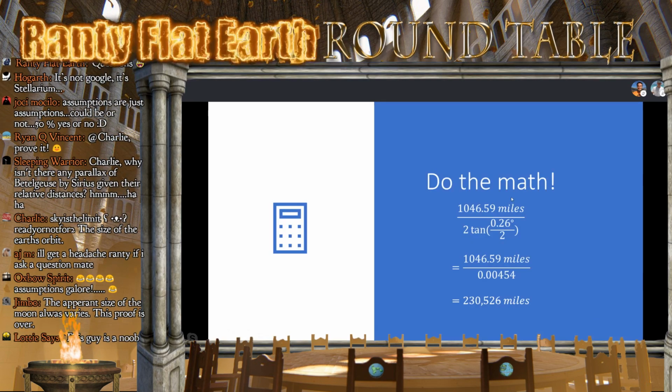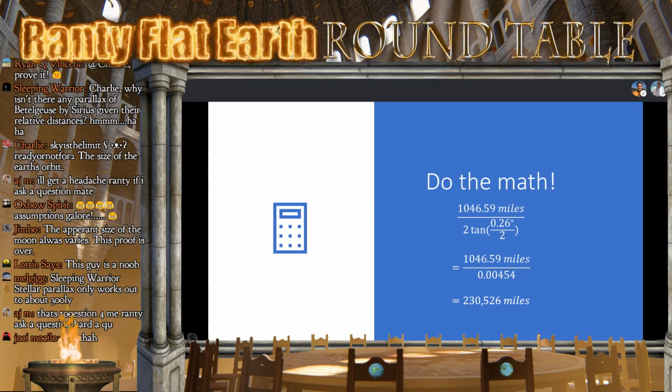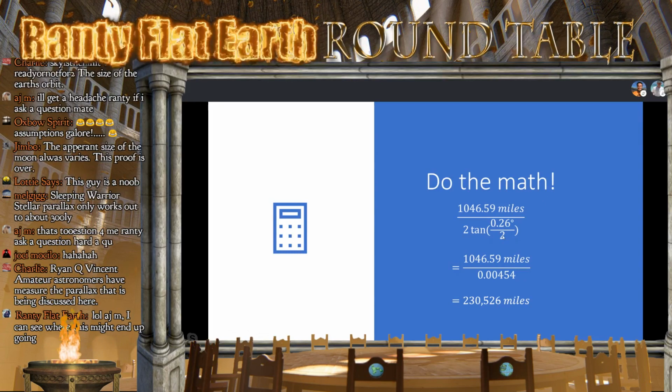Now we do the math. Our baseline was 1,046.59 miles. We divide it by 2 times the tangent of the angle divided by 2. That comes out to 230,526 miles.